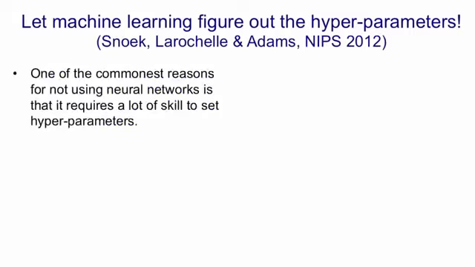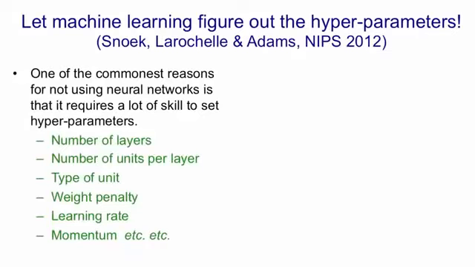One of the commonest reasons that people give for not using neural networks is that it requires a lot of skill to set the hyperparameters. This is actually a pretty good reason. If you don't have much experience, it's easy to get stuck using a completely wrong value for one of the hyperparameters, and then nothing works. You have to set things like the number of layers, the number of units per layer, what types of units to use, the weight penalty, the learning rate, the momentum, and so on and so on.